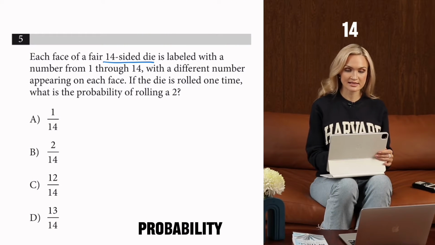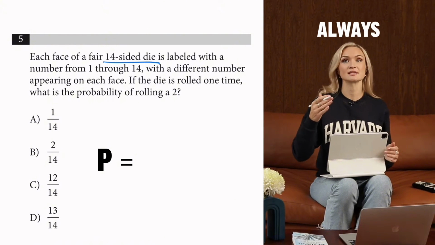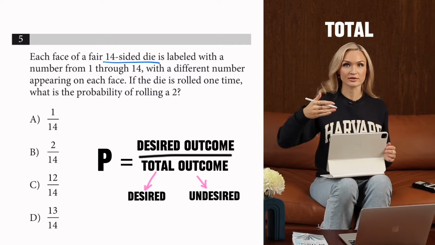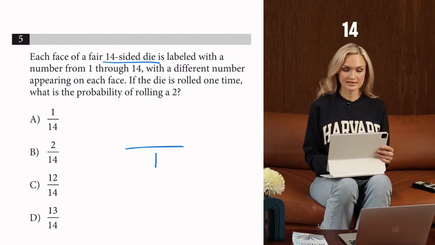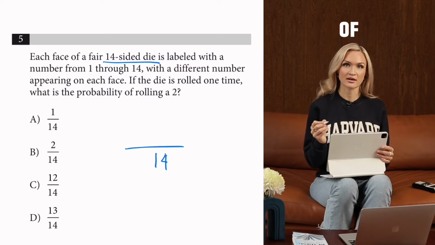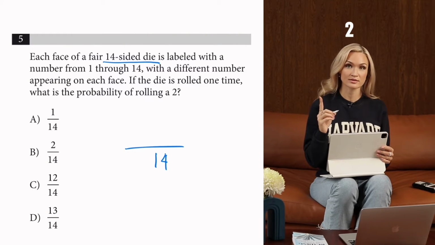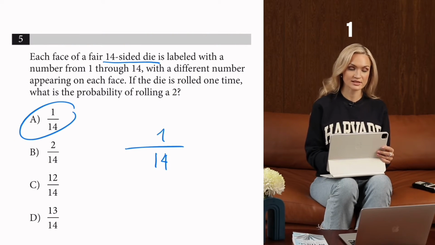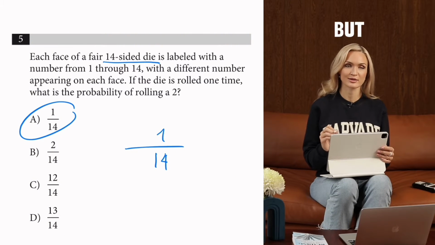This is a very simple probability. There is 14 possible outcomes. Probability is always desired outcome over the total outcome. There's a total of 14 outcomes. What's the probability of getting a 2? There's only one 2 on the dice, so it's going to be 1/14. I know B looks very sexy, but no, the right answer is A.